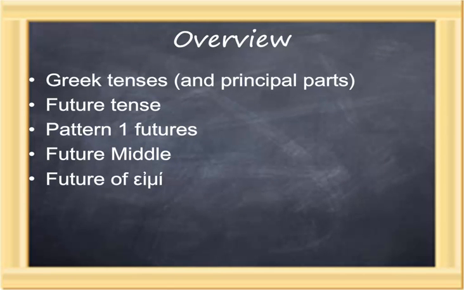In this lesson, we're going to add a second tense. In addition to changing the person, number, and voice, we're now going to start changing the tense as well. To do that, first of all, we're going to talk a bit about Greek tenses and what are called principal parts. Then we'll look more specifically at the future tense, how it is formed, and learn the first and major pattern of that formation. We'll look briefly at the future middle and the future of the verb eimi.